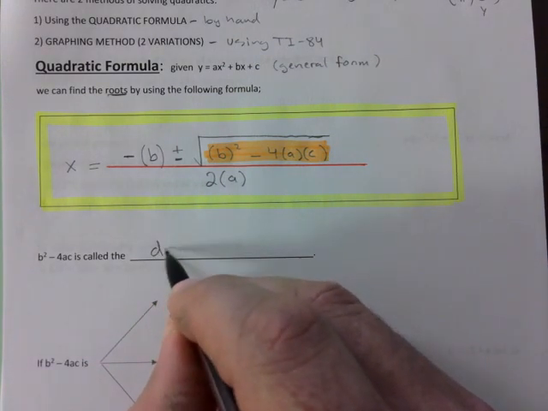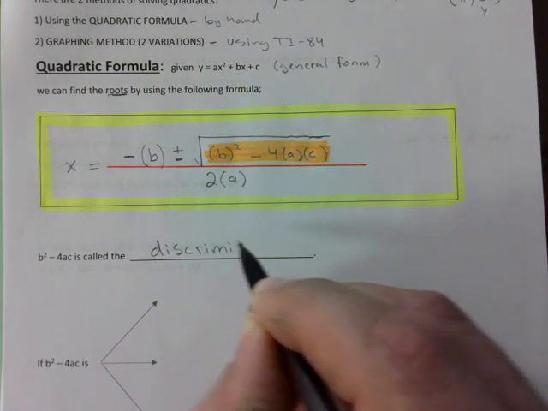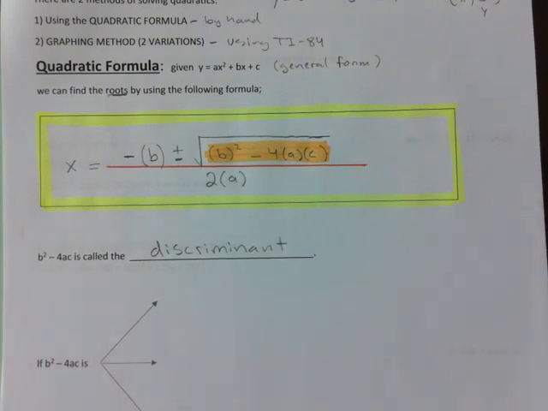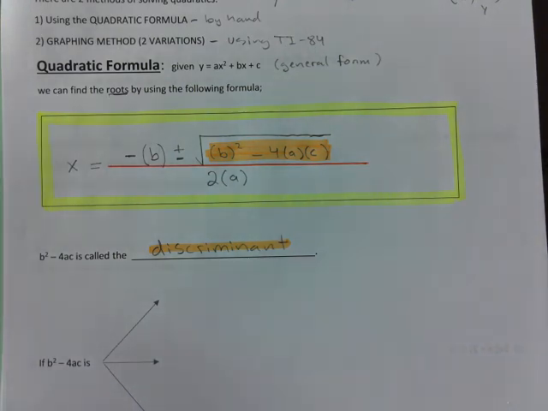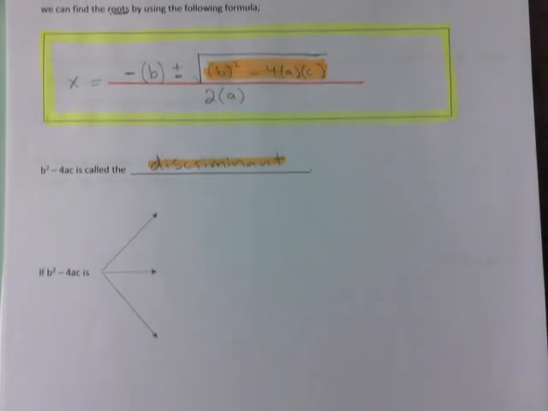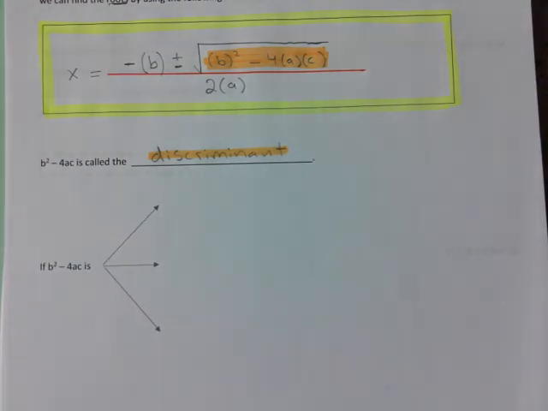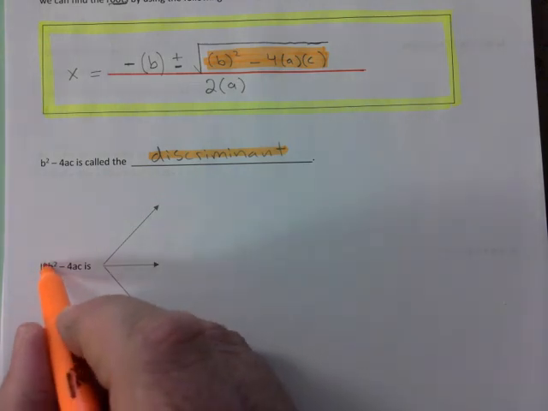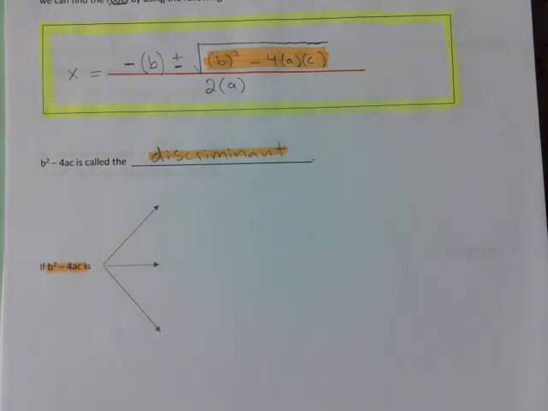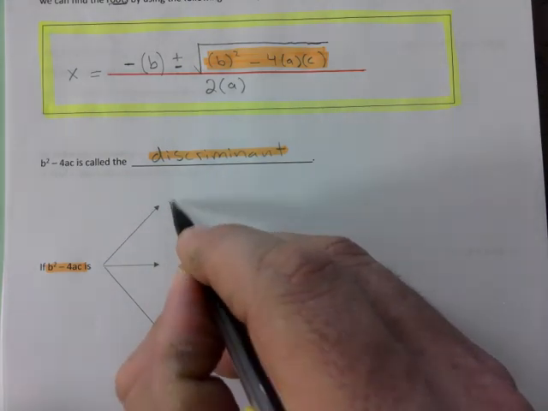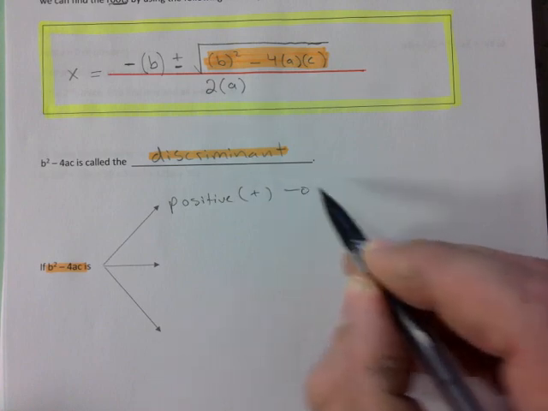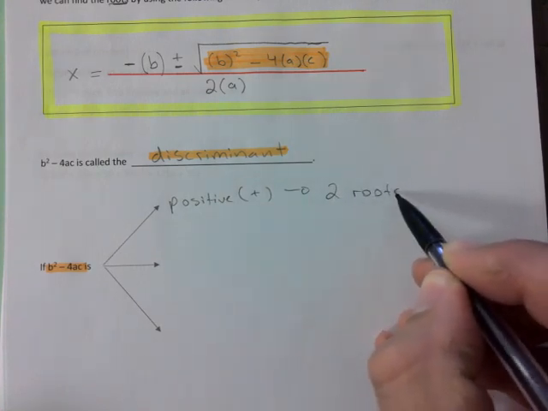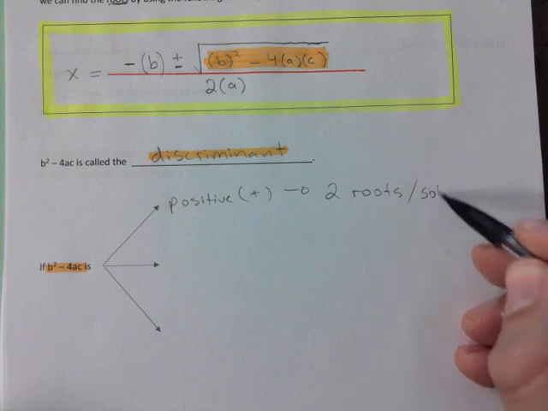So I'll call that the discriminant, right? That chunk that is inside the root is the discriminant. And that tells us a bunch of things. So essentially, if b squared minus 4ac, which is inside the root, is positive, then you're guaranteed to have two roots or solutions.